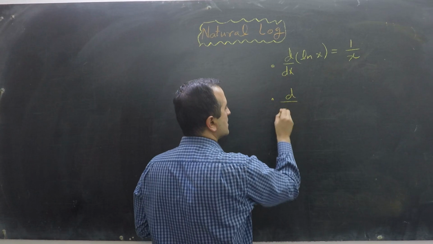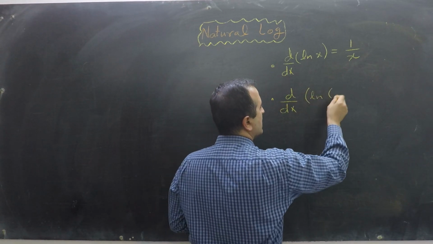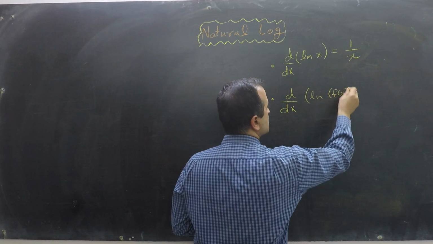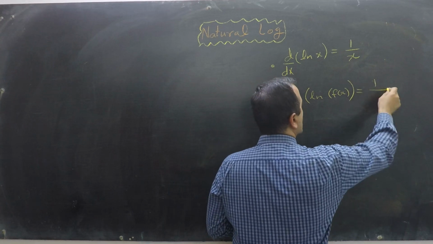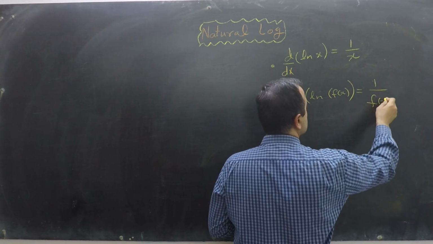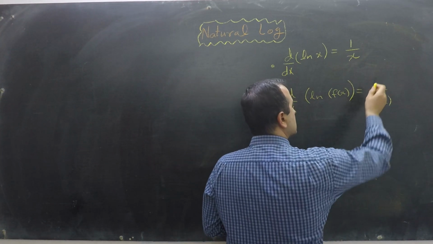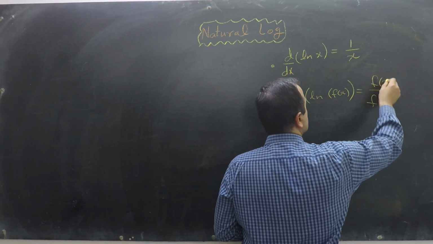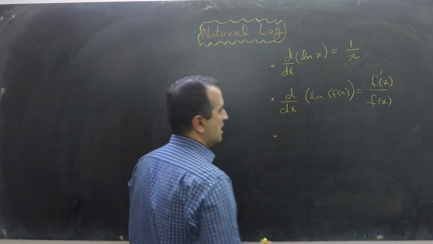The derivative of natural log of a function of x is equal to 1 over the function of x, and in the numerator we have to write the derivative of the function.